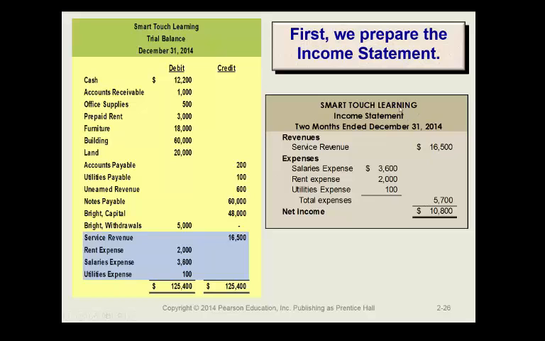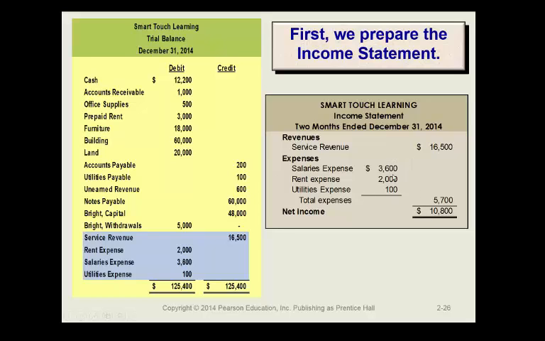And remember, our statements have our headings. We've got the name of the company. We identify what statement we're preparing and for what period the statement is going to be prepared. So that's how we prepare the income statement. We'll list our revenues first, then list all of our expenses. Revenues less expenses are going to equal net income. If our revenues are greater than expenses, that's net income. If revenues are less than our expenses, that's going to be net loss.